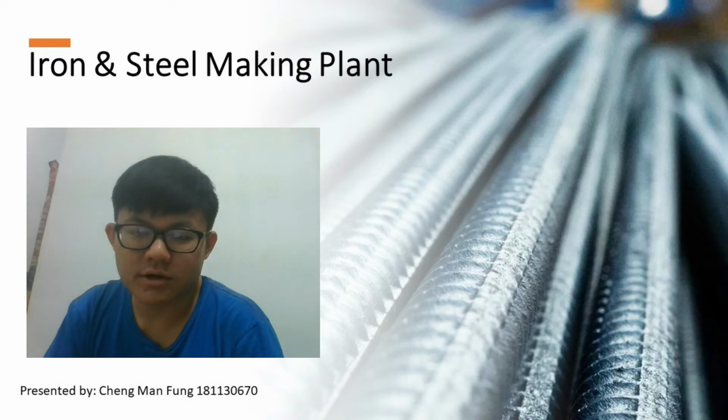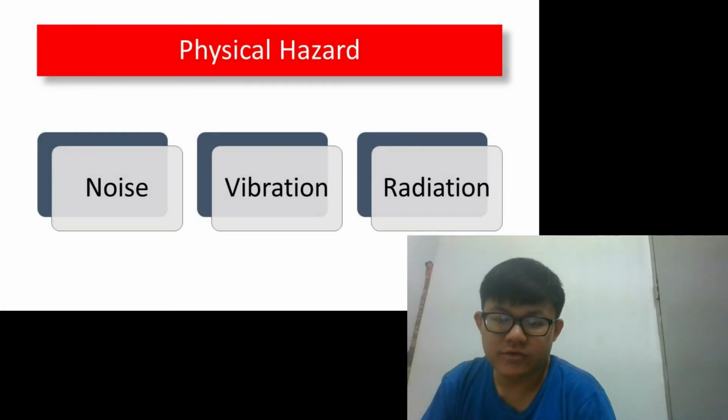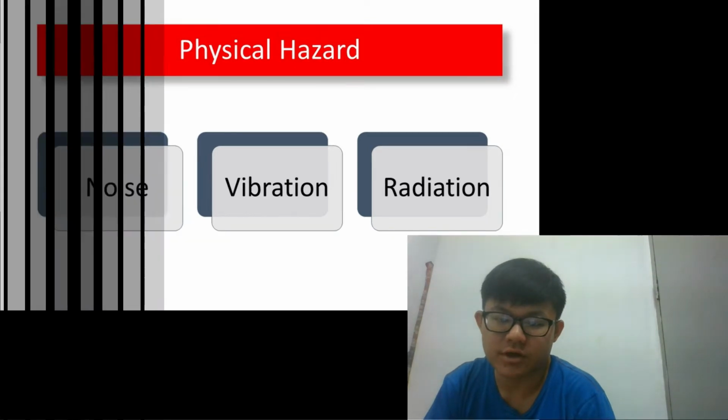Today I want to present about the hazard anticipation and recognition activity of iron and steel making plant industry. So there are 5 types of health hazard accordingly. First is the physical hazard. Physical hazard factors are conditions within the environment that can harm our health. The common factors are noise, vibration, and radiation, and I will only discuss noise and vibration in the following.